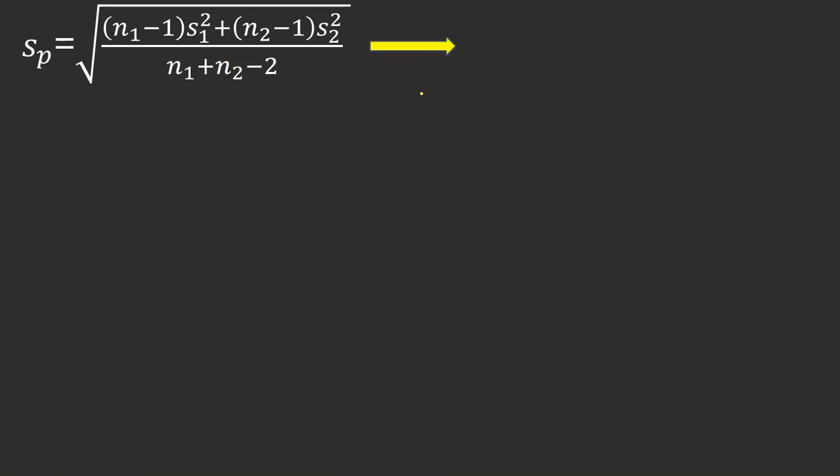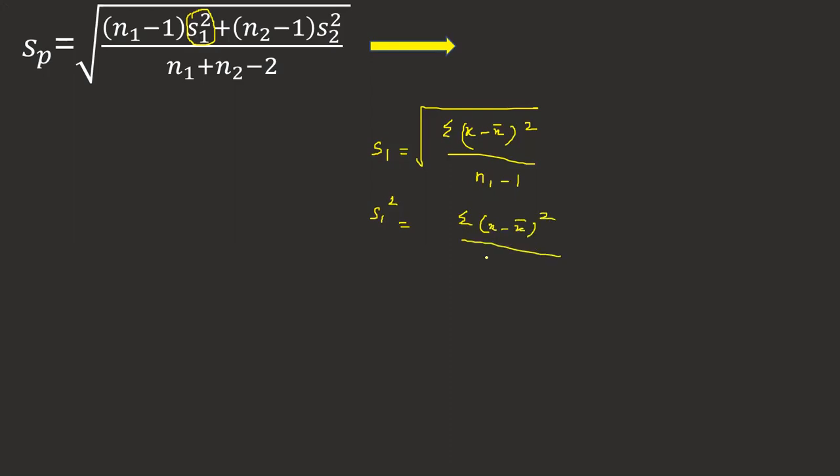Now I'm going to just calculate this. For my calculation, I know what S1 is. S1 is nothing but the square root of sigma x minus x bar the whole square divided by n1 minus 1. Removing the square root, S1 square will be sigma x minus x bar the whole square divided by n1 minus 1.